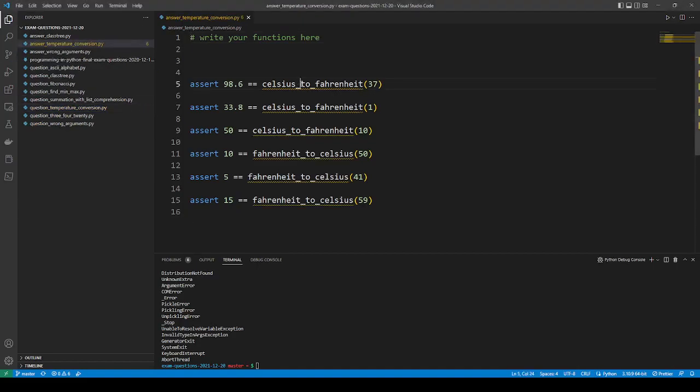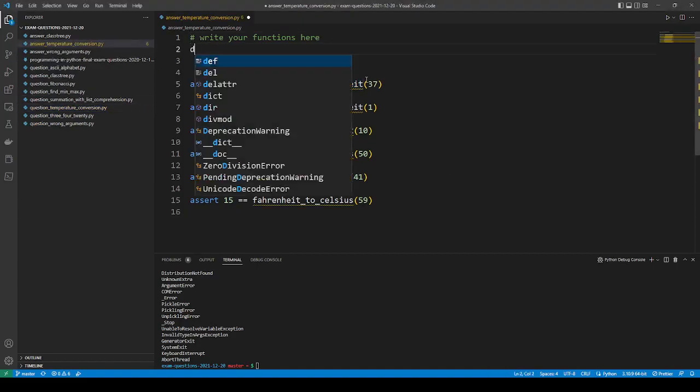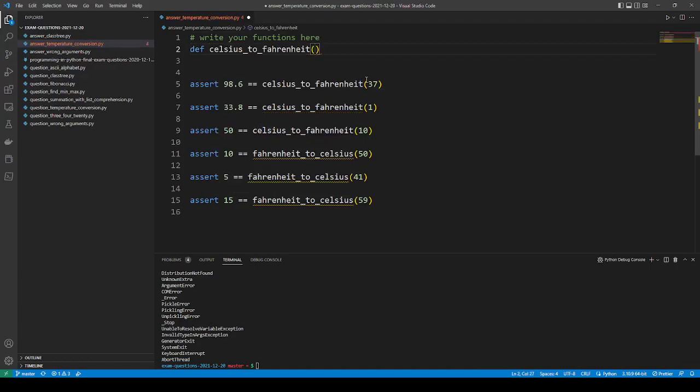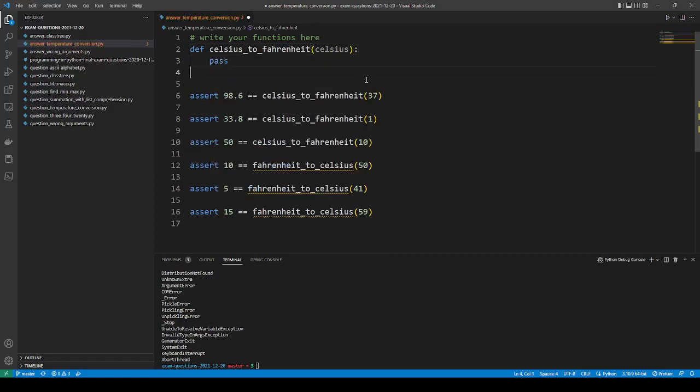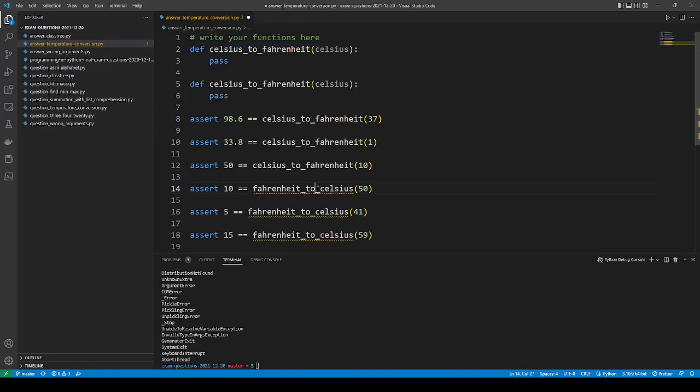Okay, here it asks for Celsius to Fahrenheit. Therefore, I need to have something for Celsius to Fahrenheit. Since it is saying Celsius, let's say this is Celsius, and I am writing pass here. This is empty, and also I need to have Fahrenheit to Celsius. This one also should have Fahrenheit as an input, not Celsius.